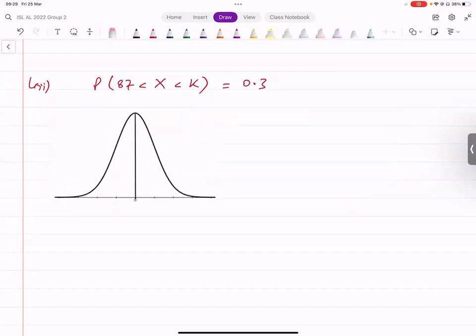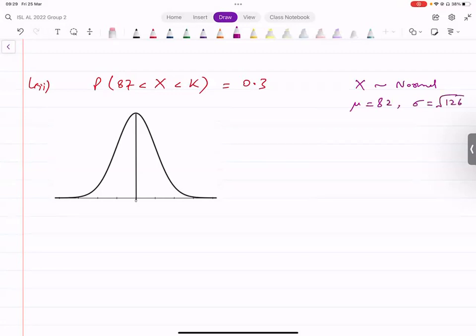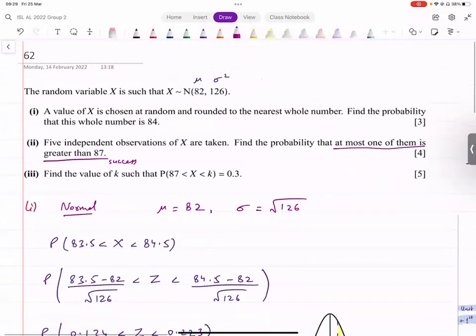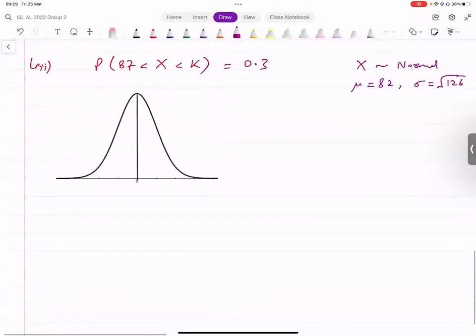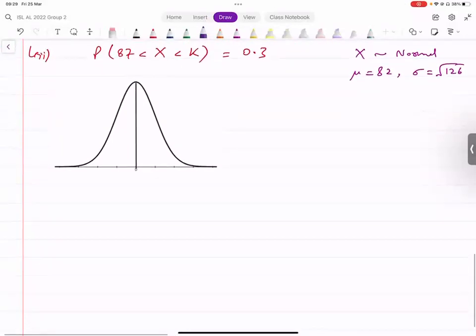और उसका mean और हमें वो क्या values दी हुई थी? X is a normally distributed variable जिसमें mu was 82 and standard deviation was square root of 126. ये information हमें पता है पहले question से. Mean is 82, standard deviation is square root of 126. Okay, I'll try to be quick about it so we can end time. 82 is right in the middle. ठीक है? 87 किधर आएगा?